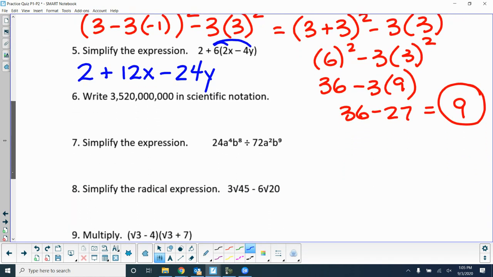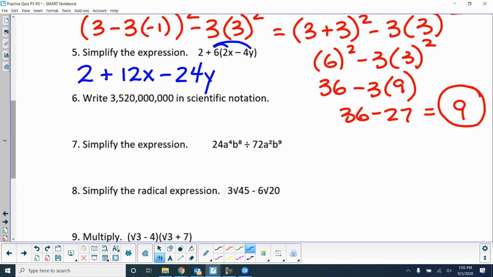Number 6. We got a big number, 3,520,000,000. We're supposed to write it in scientific notation. So what must be true about the number in front of the times 10 part? Yeah, somebody said 3.52, but why is it 3.52? Yeah, between 1 and 10. Thank you. Okay, so here's the decimal point. In order to write this number out, how many would I have to move that decimal point? 9. So when I move 9 to the right to make that, is this a positive 9 or a negative 9? Positive, yeah.